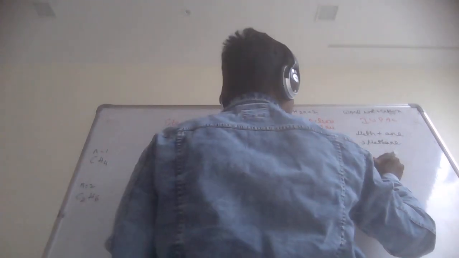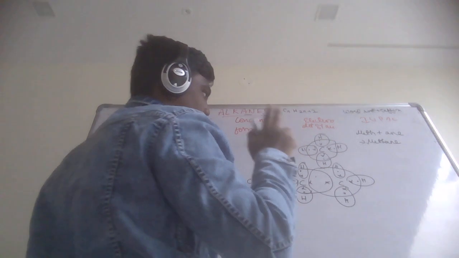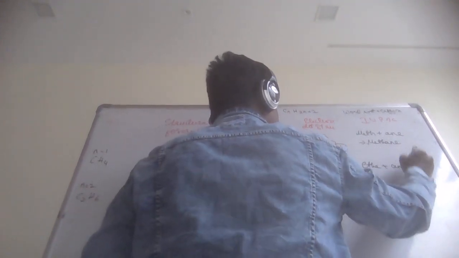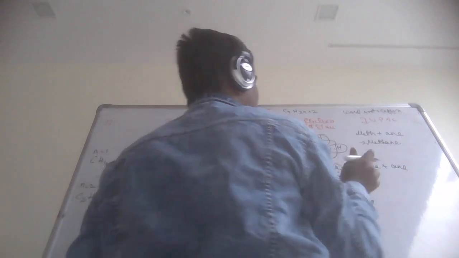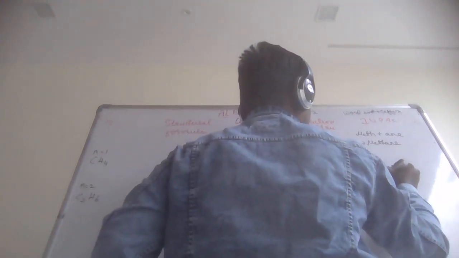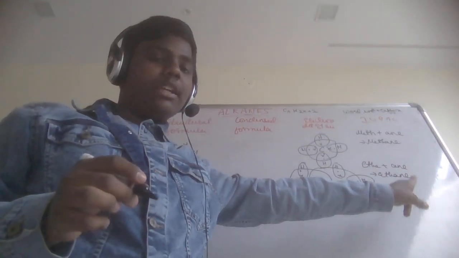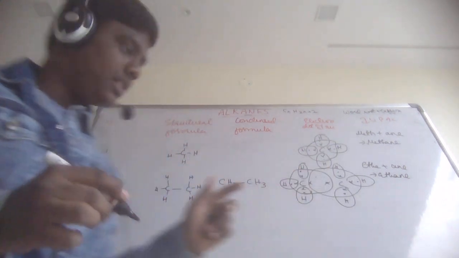Then the IUPAC name, if the number of carbon atoms is 2, we say eth. Suffix would be the same for alkanes, it will be ane only. So the compound is ethane. First compound is methane, second compound is ethane.